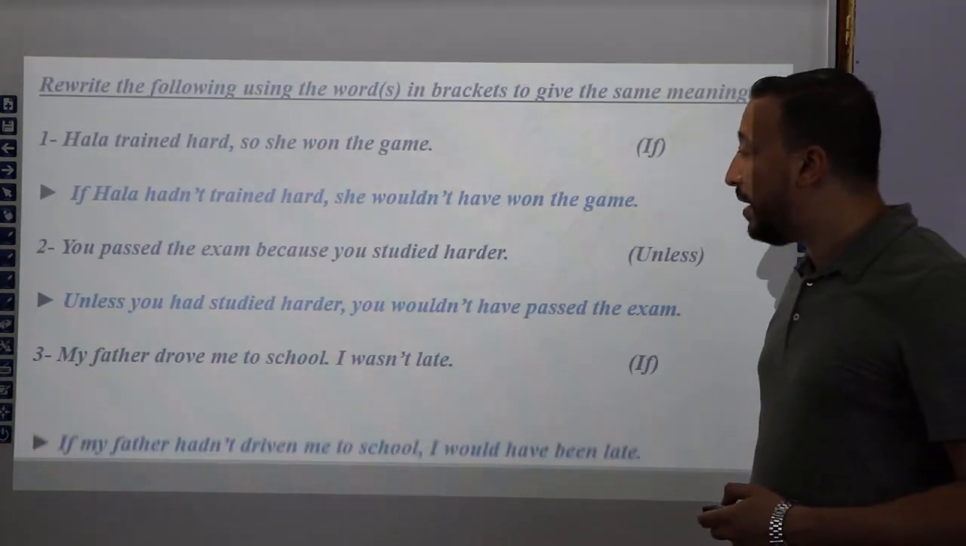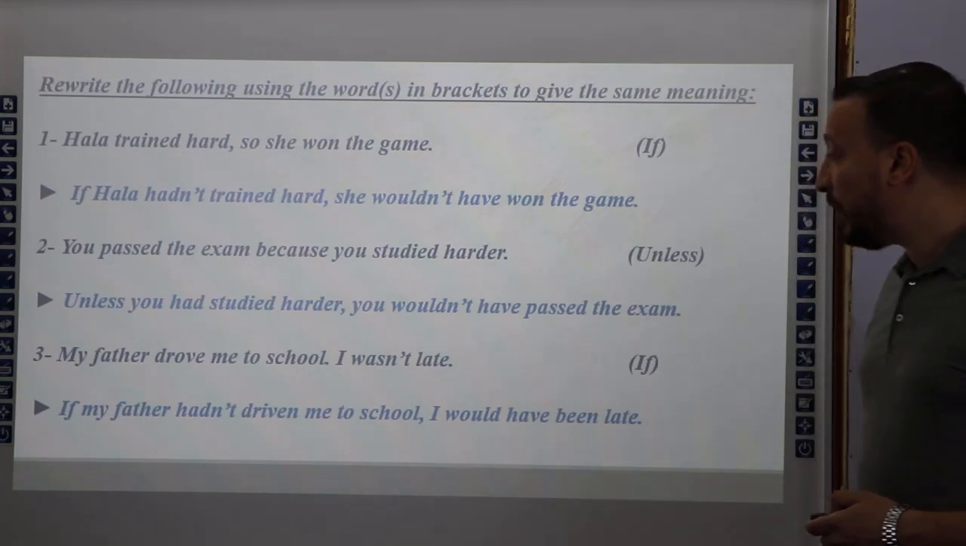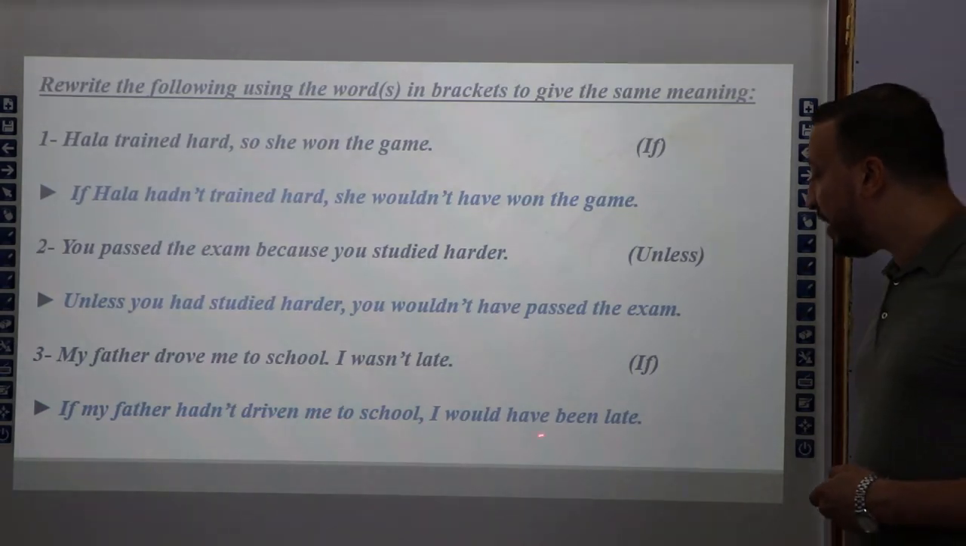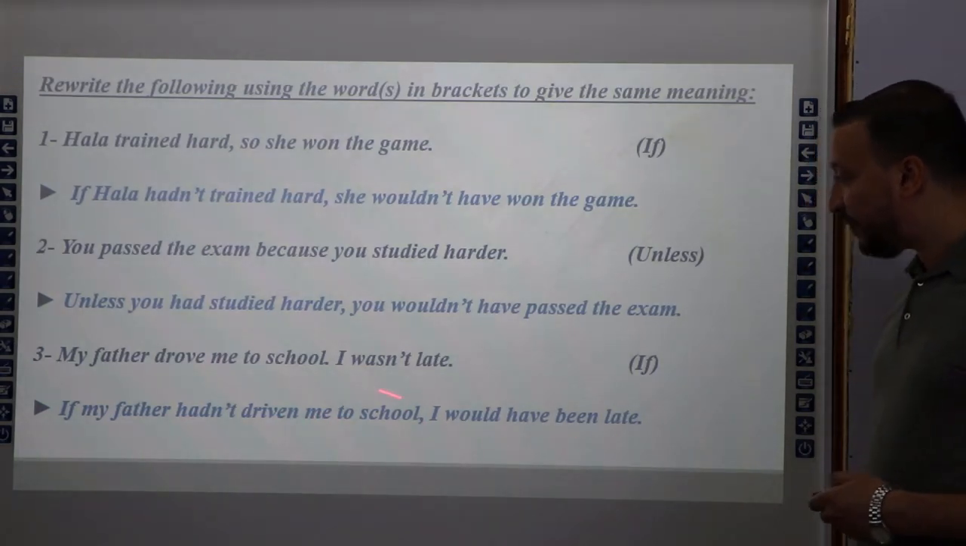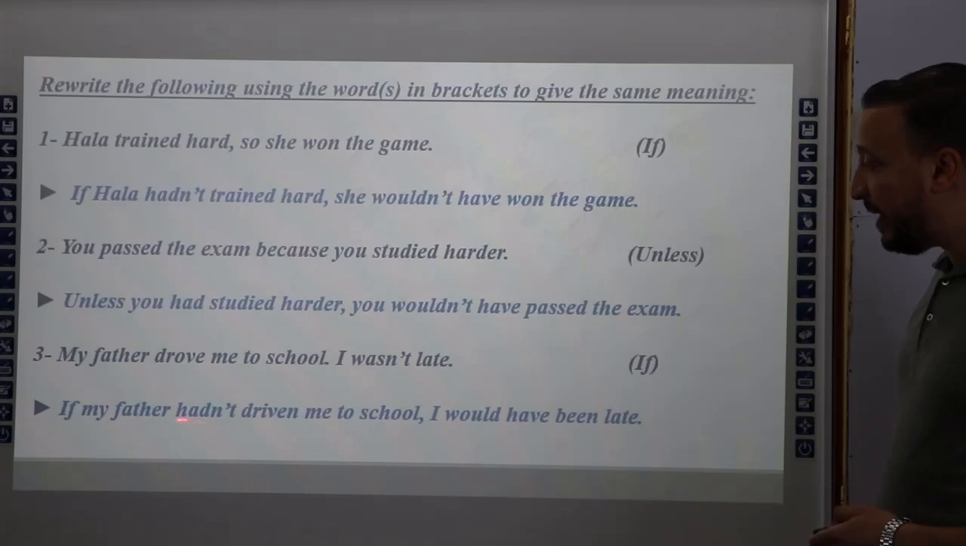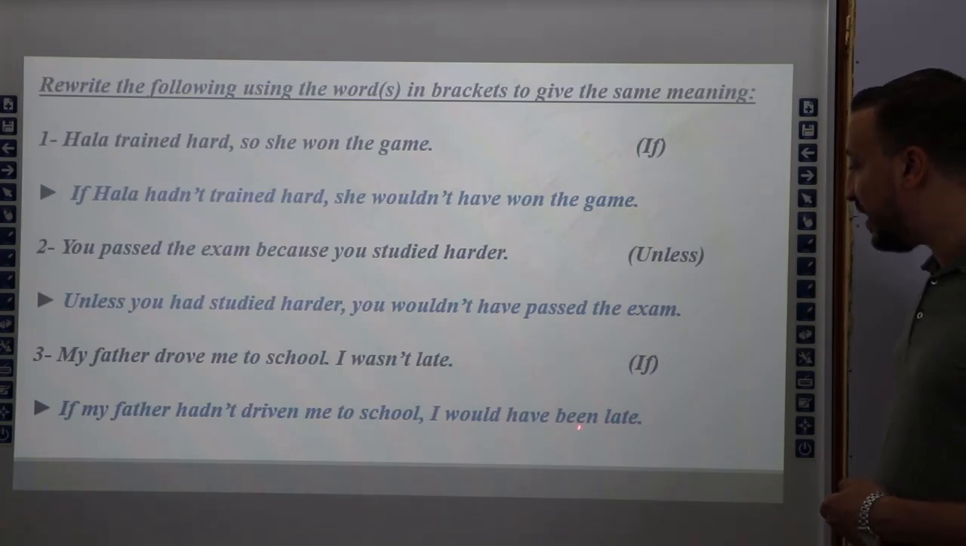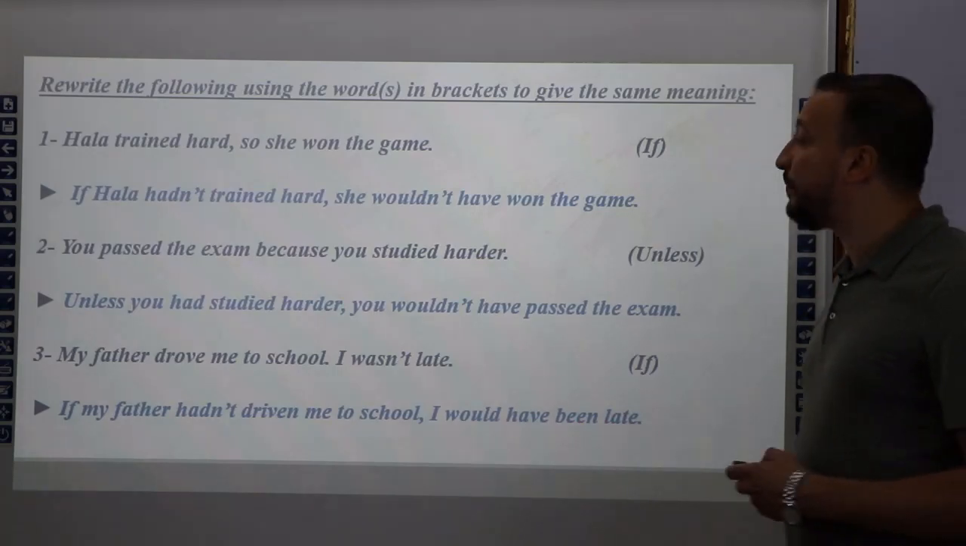Last one: my father drove me to school, I wasn't late. So, if my father hadn't driven me to school, I would have been late. Positive becomes negative, hadn't driven. Wasn't here becomes positive, here negative. Positive becomes negative and negative becomes positive: would have and the third form of the verb, with the word me.